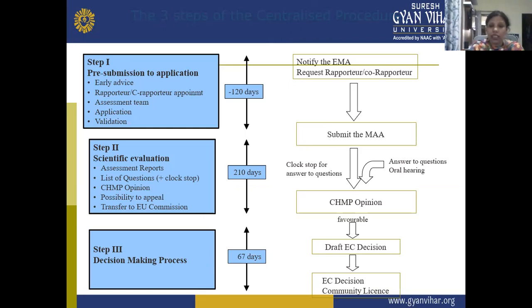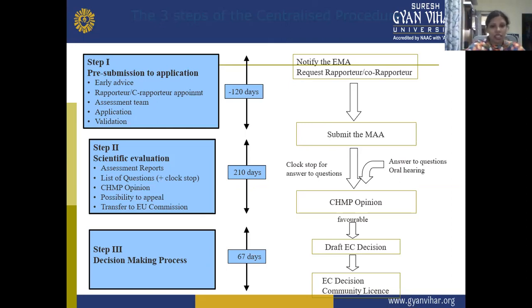After this, if the CHMP opinion is favorable, then the EC, that is the European Commission, will draft the decision, and then the EC decision, then community licensing. So the license is given if the decision is positive. Okay. So this is the whole procedure of the centralized procedure.